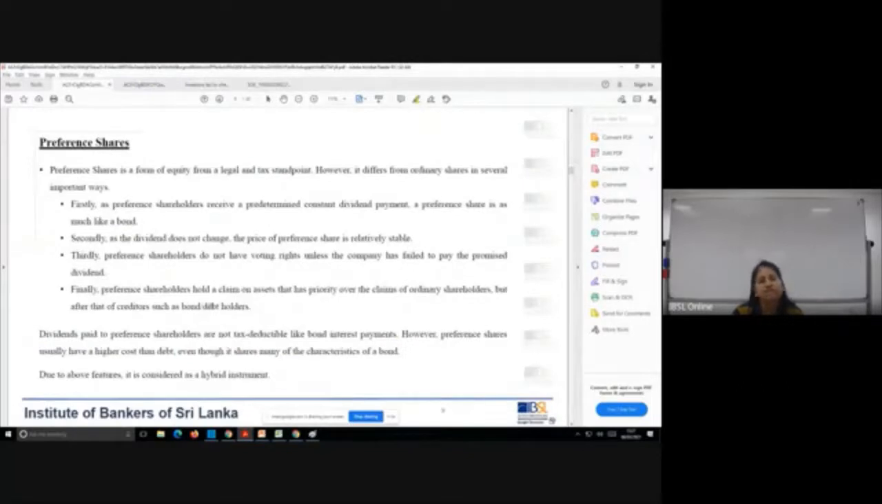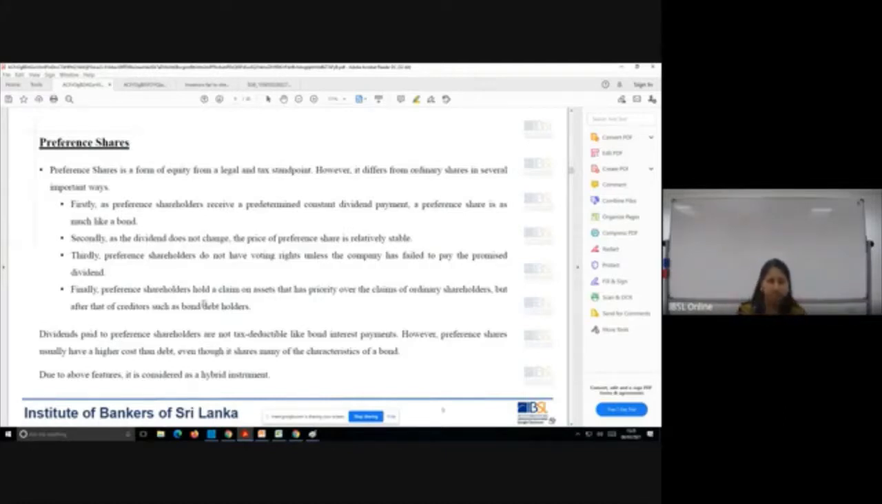Then we have preference shares. Now I told you preference shares in the order of settlement. Preference shares do get a preference over the ordinary shareholders. They were just above the ordinary shareholders. Can you remember? Okay, but they were below the debt holders. If there are any bank liabilities or debentures to be settled, those are settled first, and then you get to the preference shareholders, and lastly to the ordinary shareholders.